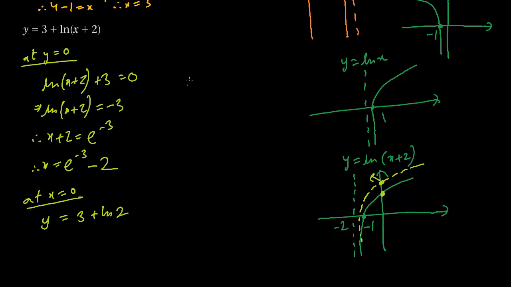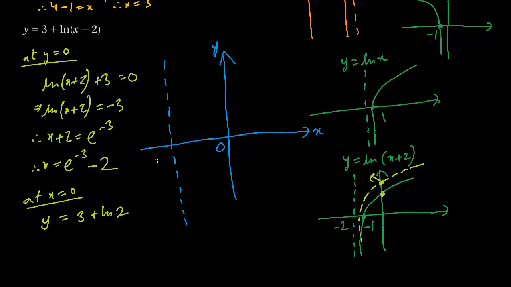So we can sketch this. Remember, the final transformation of plus 3 is a vertical shift. So the asymptote is going to be the same, minus 2. And this is going to be the shape. It cuts the x-axis at the point e to the power minus 3, minus 2, and it cuts the y-axis at the point 3 plus ln 2. That's it.